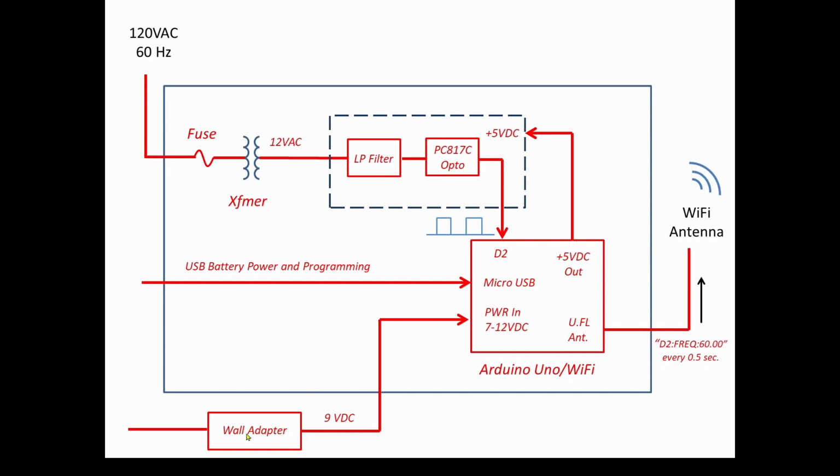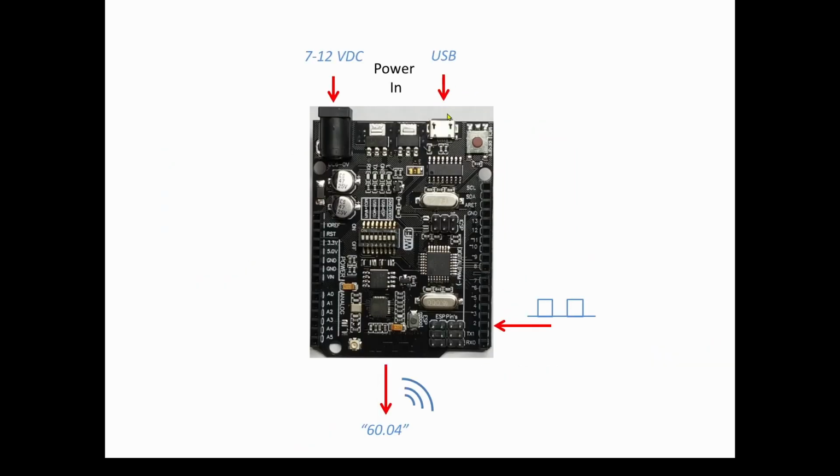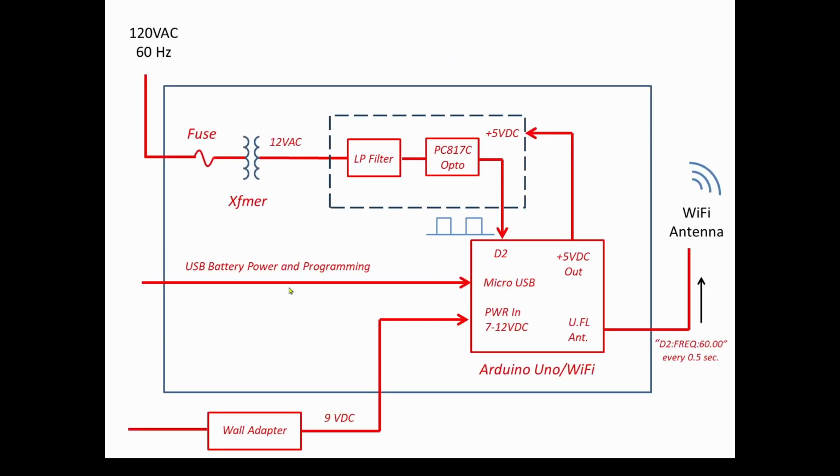We also have down here on the bottom a wall adapter, 120 volts to 9-volt DC, that we're going to use to go into this barrel jack here to power the device. Again, we could also use a USB battery to connect to this micro USB that you see here. And we can also connect a USB to the computer to communicate and to program it. And then ultimately the output is going to be this antenna sending Wi-Fi, this string, every half second over Wi-Fi.